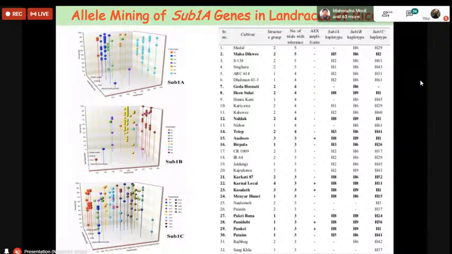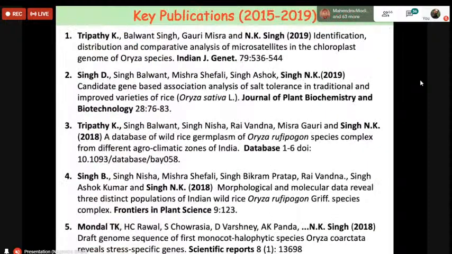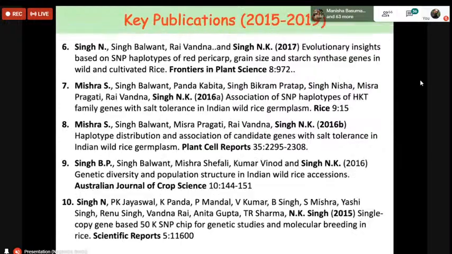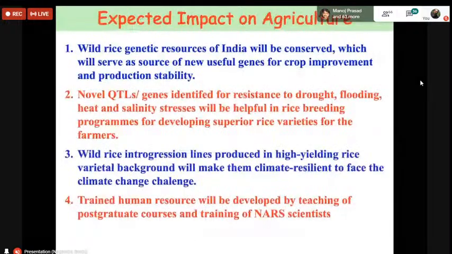Now, if you want to get to the gene, again, one has to make a biparental population and map them. And the other publications I just showed you also have come through this work of wild rice exploration, mapping and utilization. So this is about 10 years of work. And I have got an extension of the project by another 3 years. So hopefully we will be adding some more to this.